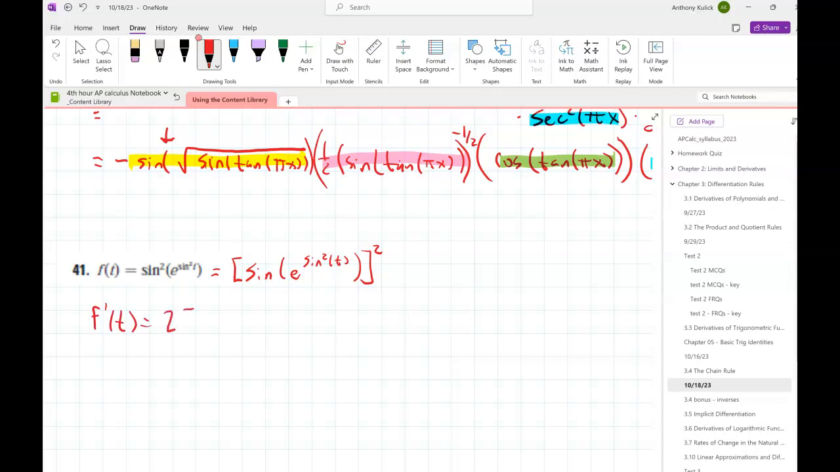So when I do that, I just do a power rule, right? And then the inside stays the same. And then I have times the derivative of the insides.